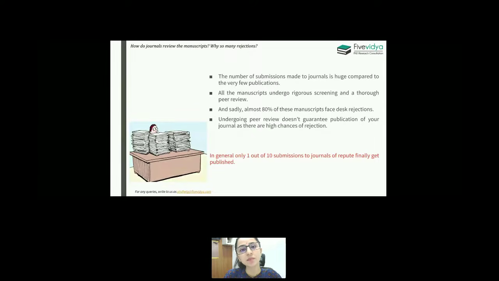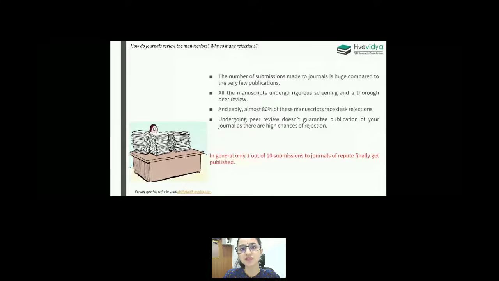If you see the past trends, you will notice that the competition has increased a lot, and the statistics show that the number of submissions is very large as compared to the number of papers which pass through the screening and finally get published. So you have to face a lot of competition in your journey of PhD paper publishing. You will also see that 80% of the manuscripts get rejected at the initial desk screening stage.